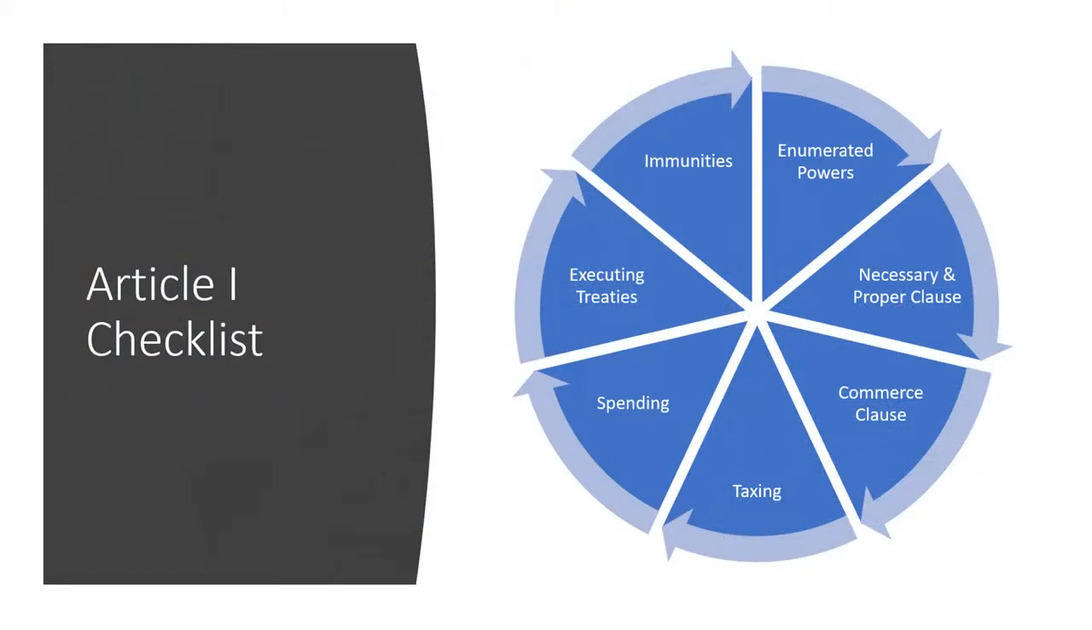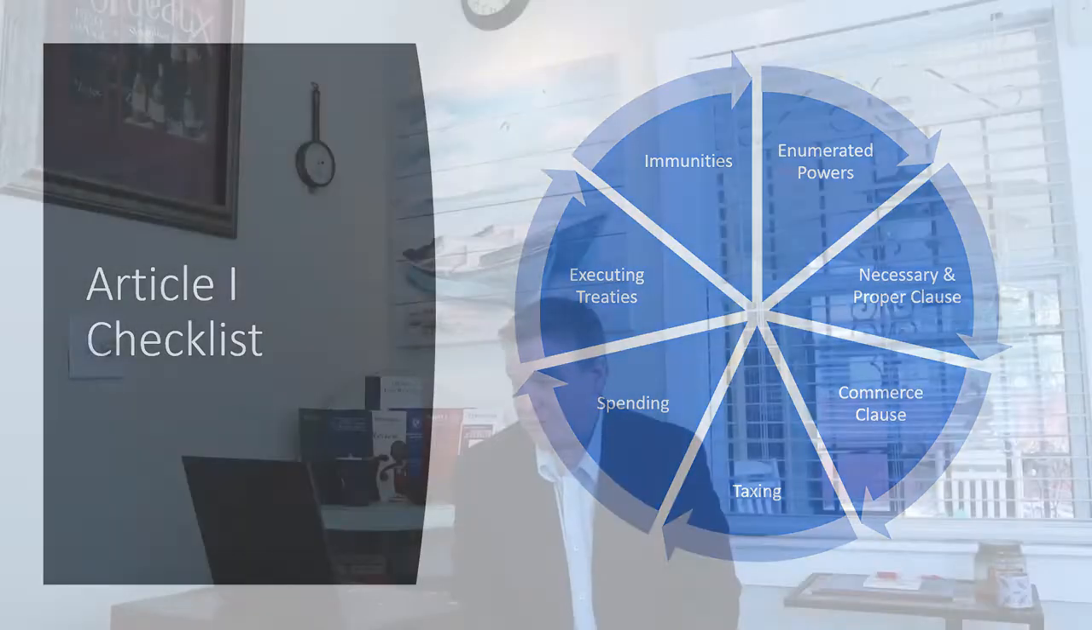So you see the slide here. We're going to go clockwise, starting with the enumerated powers, right? So this is a checklist of subject matter that you need to understand very well in order to do well on the exam, to do well on a bar exam, and to do well in practice if you practice constitutional law. Number one, you have to be familiar with the concept of enumerated powers, right?